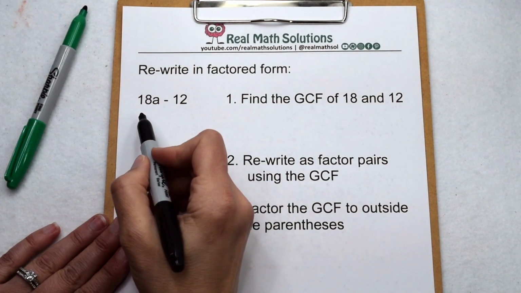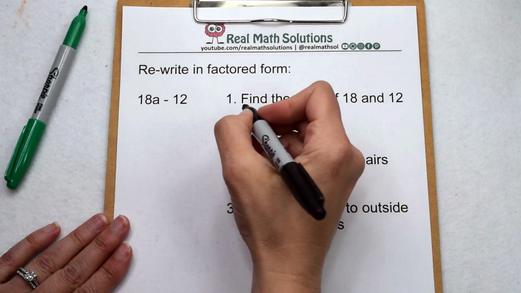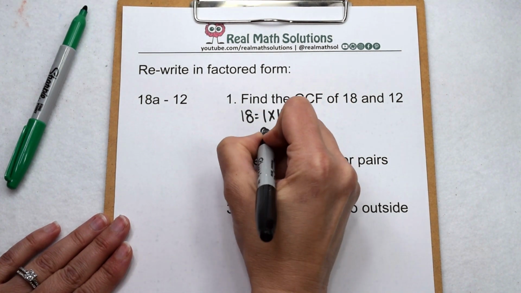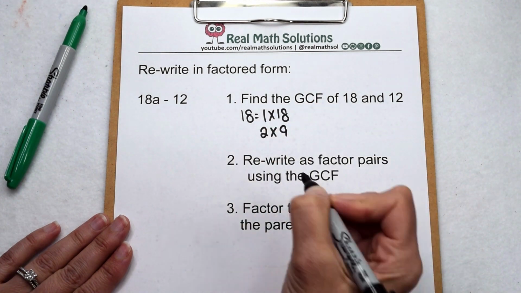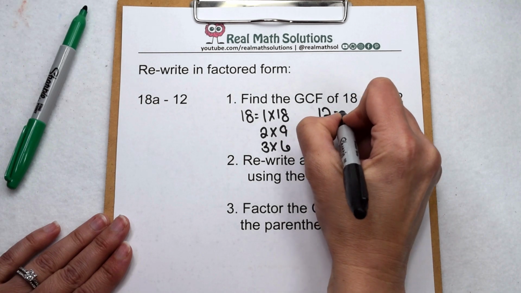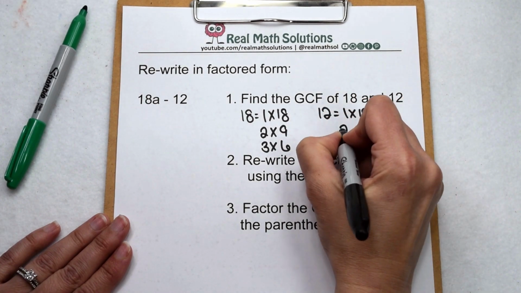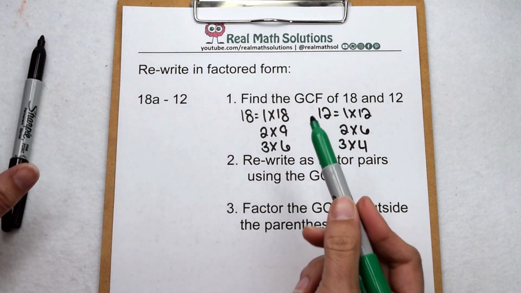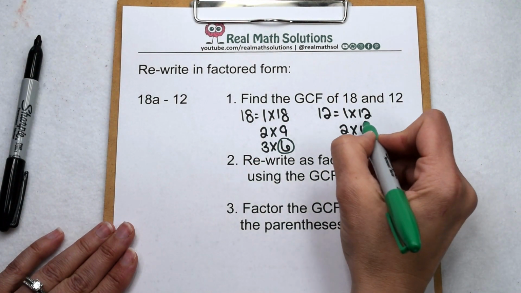Even if our expanded form has a variable, we can still rewrite it in factored form. We're going to start by finding the greatest common factor of 18 and 12. Factor pairs of 18 include 1 by 18, 2 by 9, and 3 by 6. Factor pairs of 12 include 1 by 12, 2 by 6, and 3 by 4. Now we need to find their greatest common factor. The greatest common factor of 18 and 12 is 6.